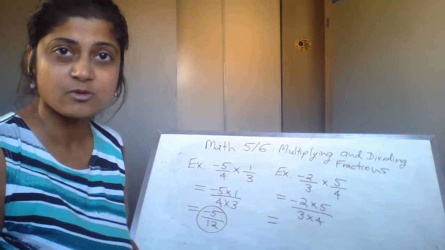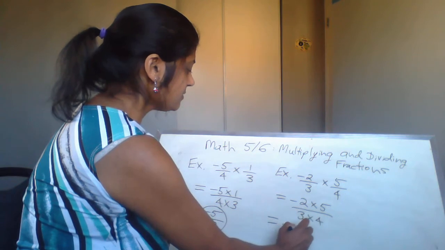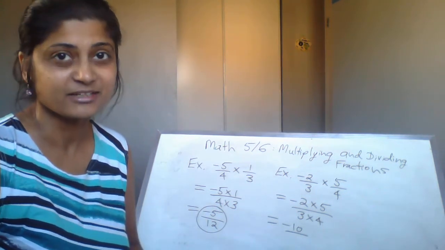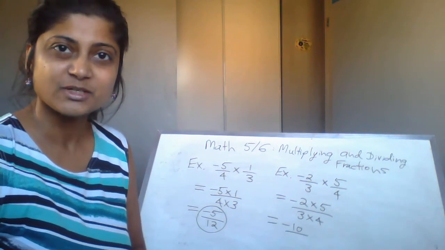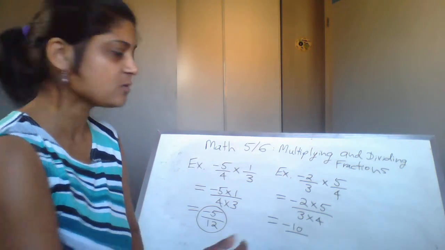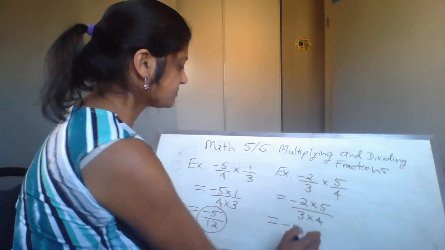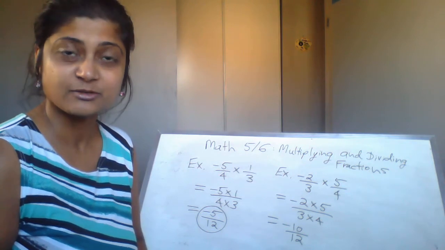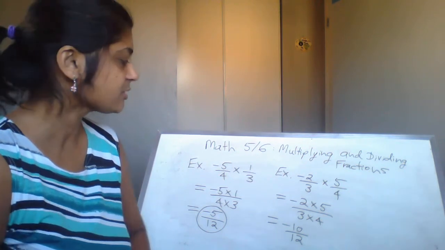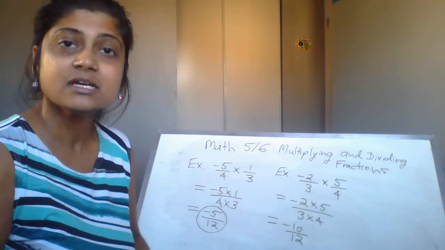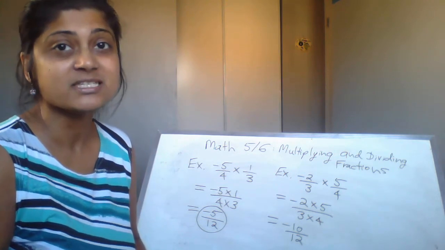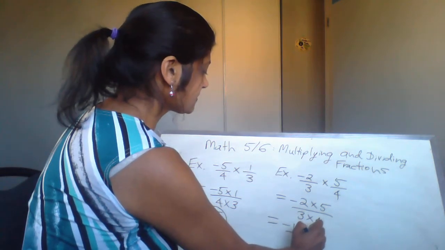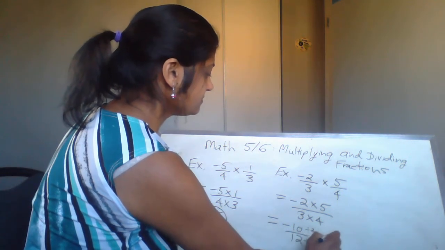Make sure you are watching the signs. When I multiply a negative by a positive, the answer is still going to be negative here. And on the bottom, it's going to be 3 times 4, which is equal to 12. Now some students might think this is the final answer. This is not the final answer. I can see that both 10 and 12 are even numbers. Whenever the numbers are even, I can always divide it by 2. And I should double check as well that I can. So I'm going to put divided by 2 here.